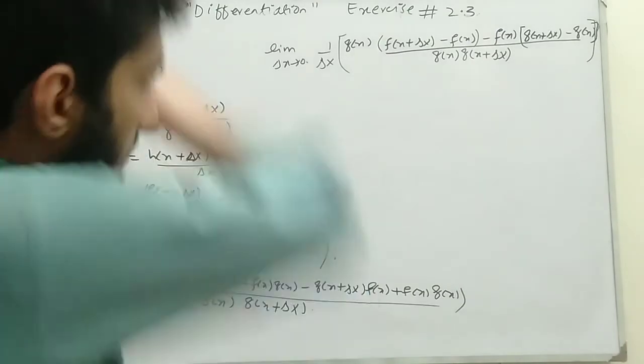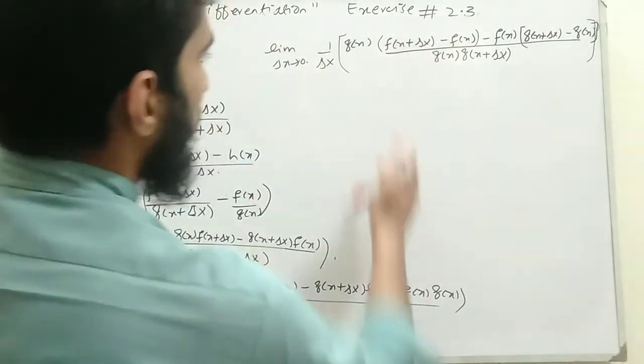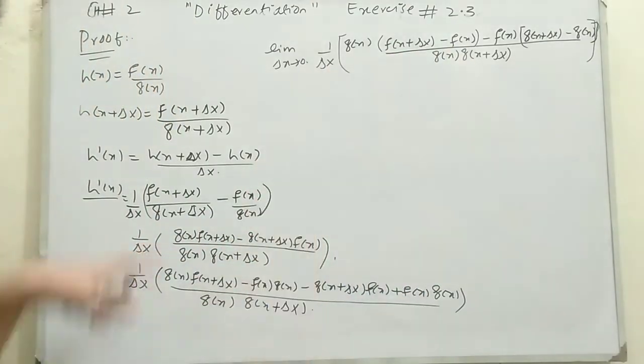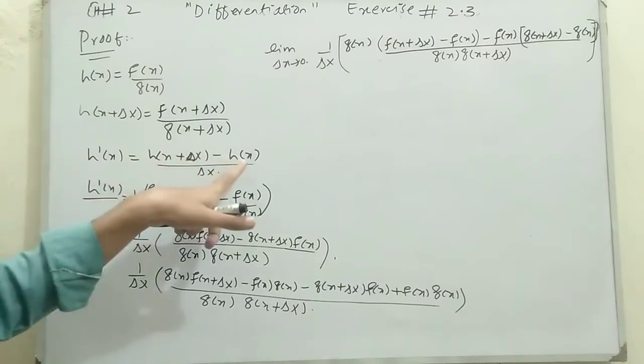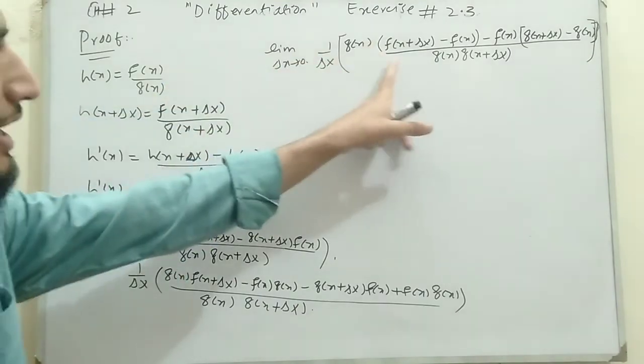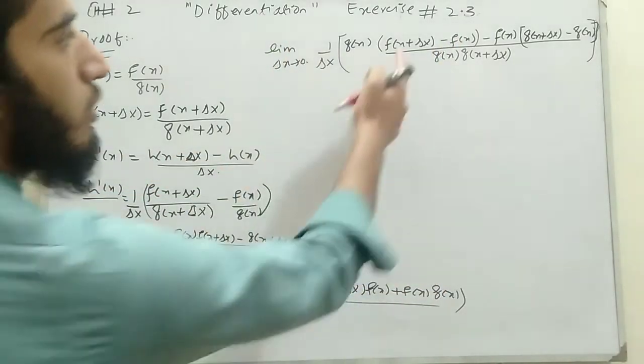Now after this, 1 over del x will multiply with this fraction. So you know that according to the first principle rule, h of x plus del x minus h of x divided by del x is equal to the derivative of h of x. So here apply the same logic. f of x plus del x minus f of x divided by del x will equal the derivative of the function f of x.